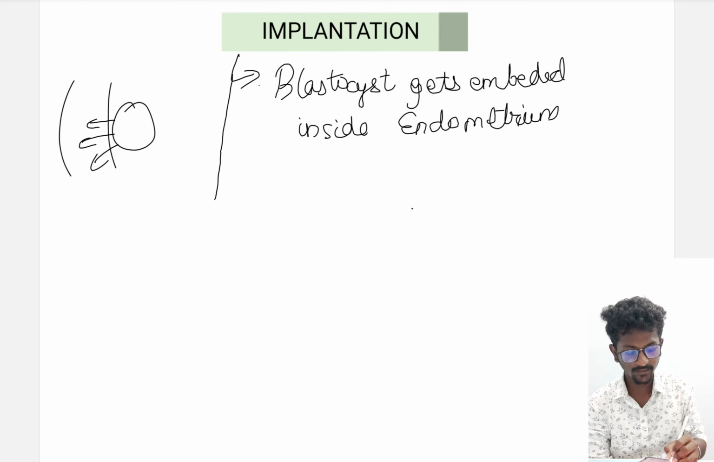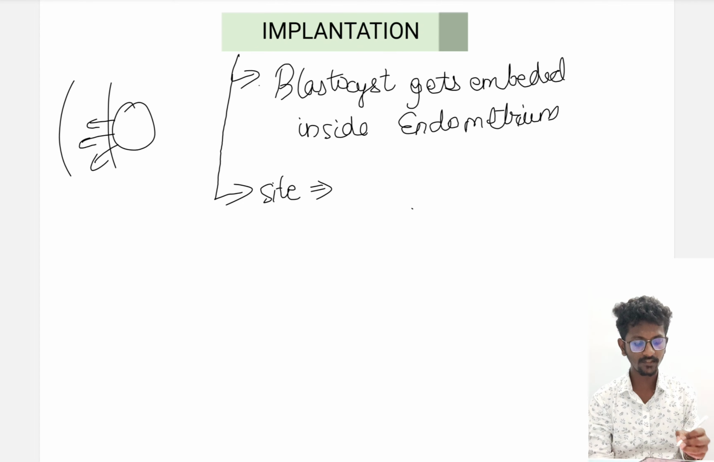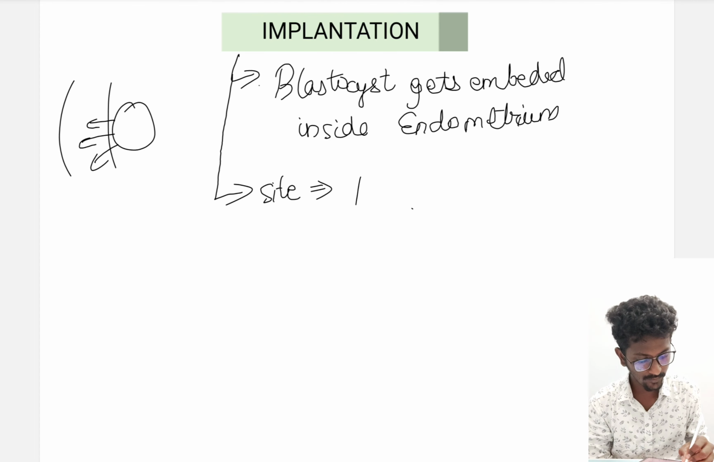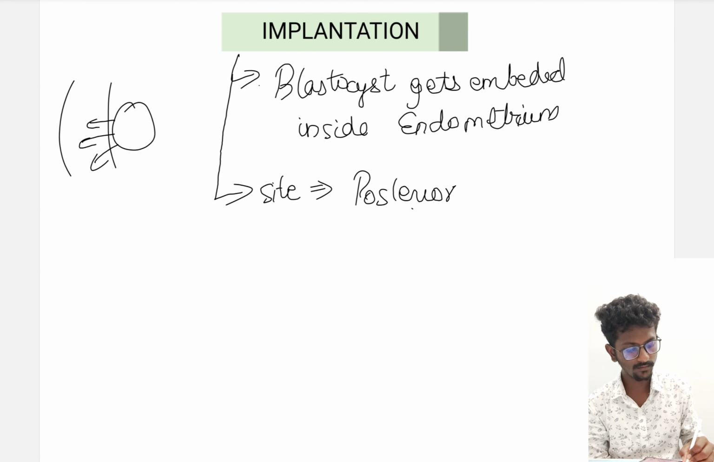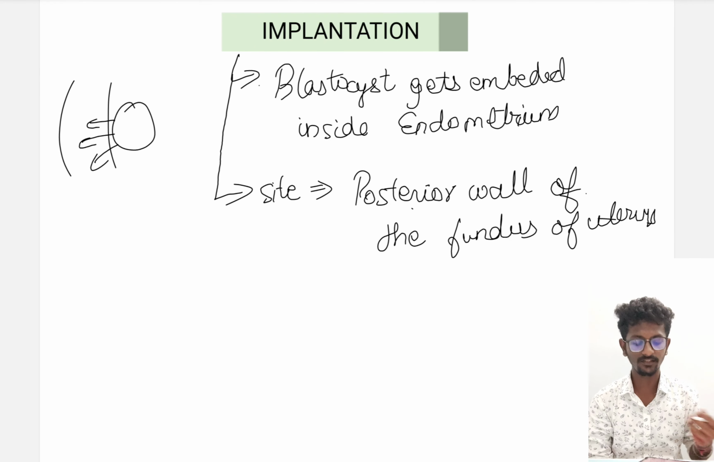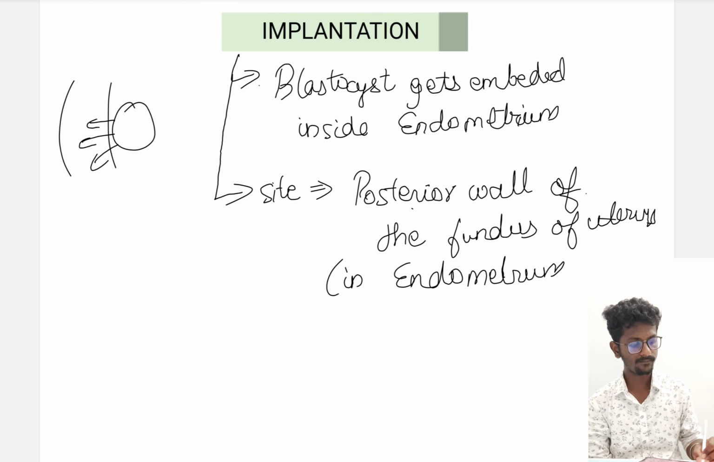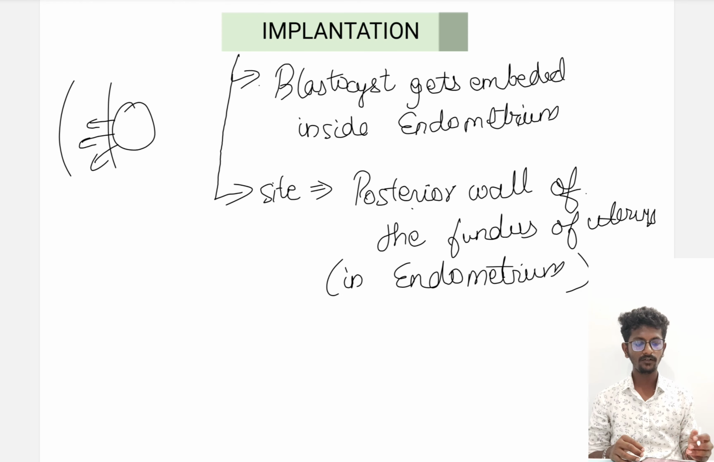So what is the site of implantation? The normal site of implantation is the posterior wall of the fundus of the uterus, in the endometrium. Okay, posterior wall of the fundus of the uterus in the endometrium.